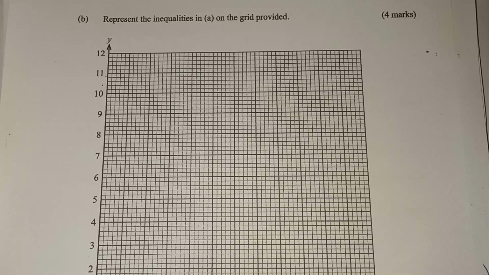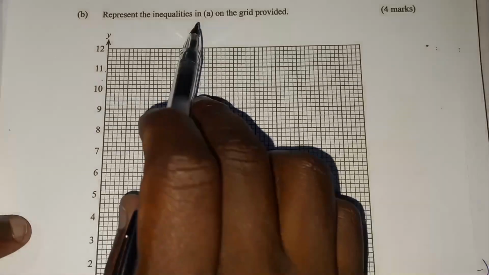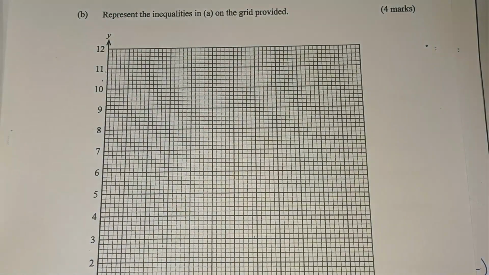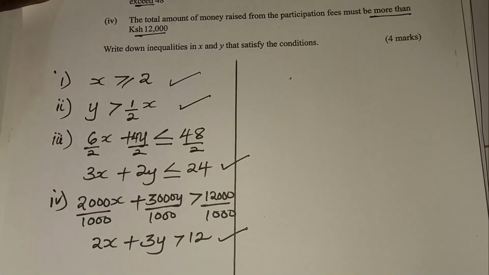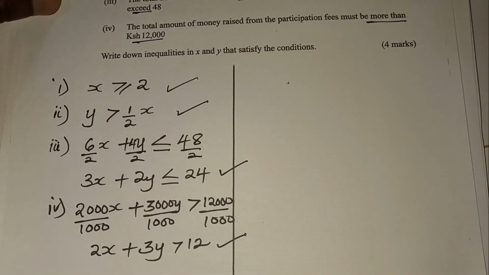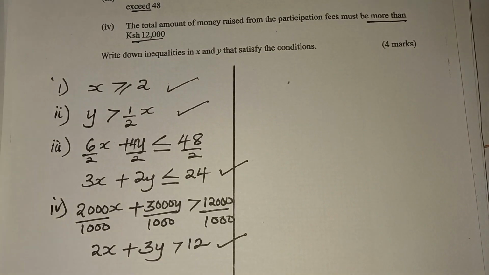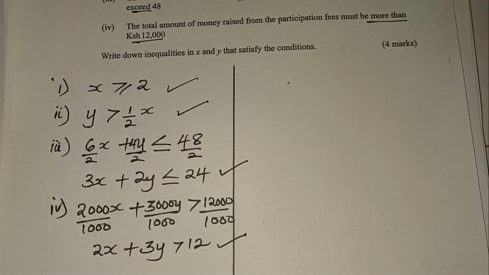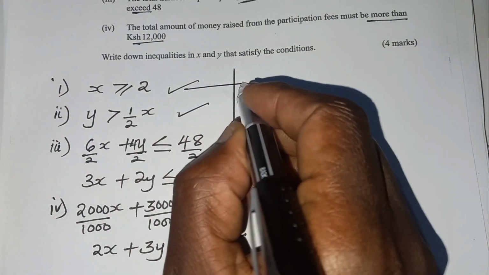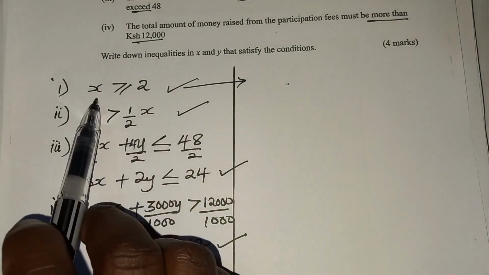Part B, represent the inequalities in A on the grid provided. So we have these inequalities that we formed. These are the four inequalities that we formed. You're supposed to represent them on the graph. Now to draw these, we're going to begin with the first one. The first one is here, x is greater than 2.